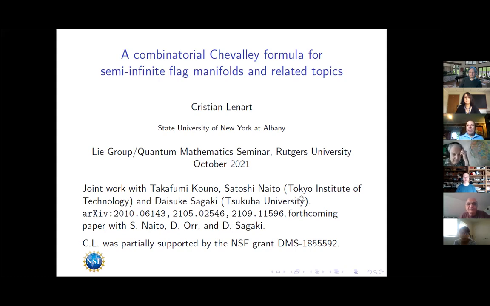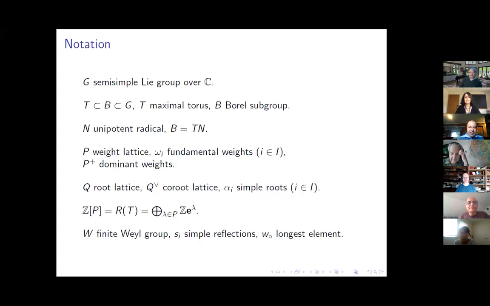So before going into the overview of my talk, let me just introduce the traditional Lie theory notation. So G is a semi-simple complex Lie group. We have the maximal torus T and the Borel subgroup B. The unipotent radical N. P is the traditional notation for the weight lattice, omega_i the fundamental weights, P plus the dominant weights, Q the root lattice, Q check the co-root lattice, alpha_i the simple roots.